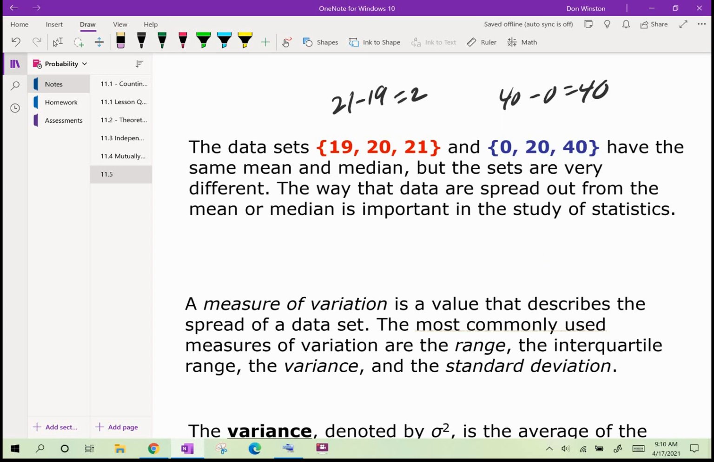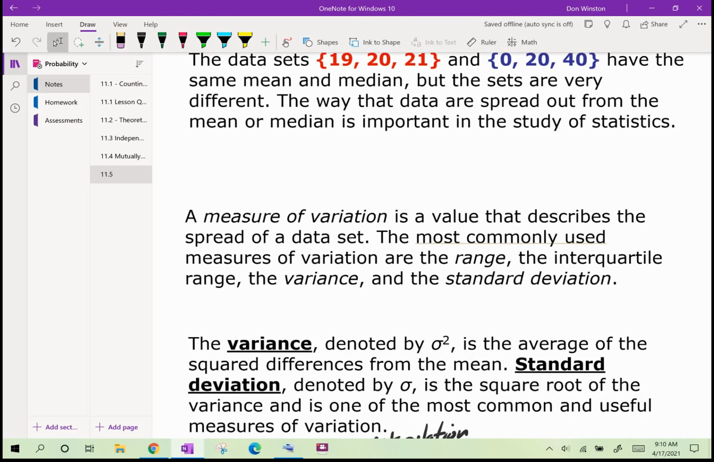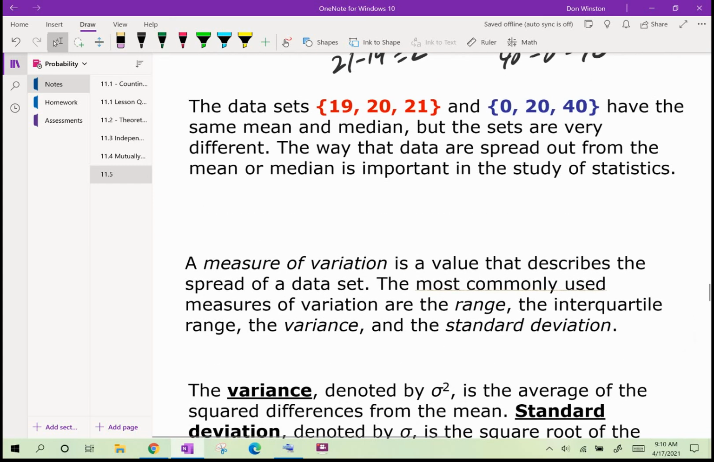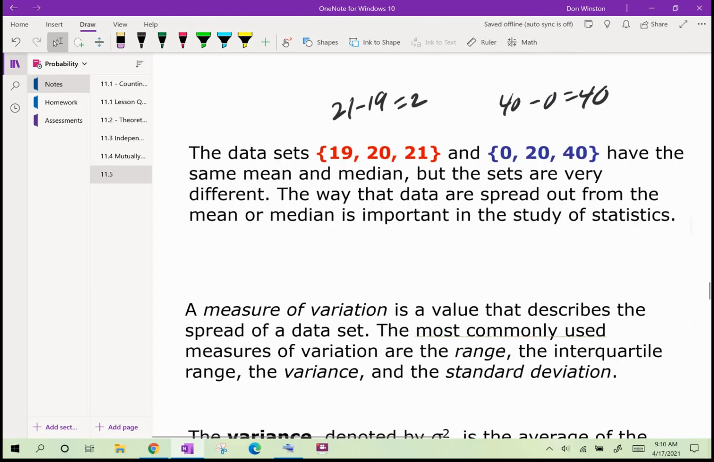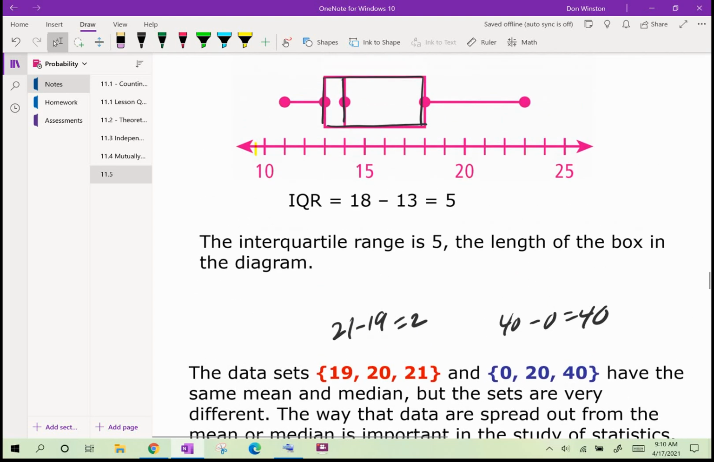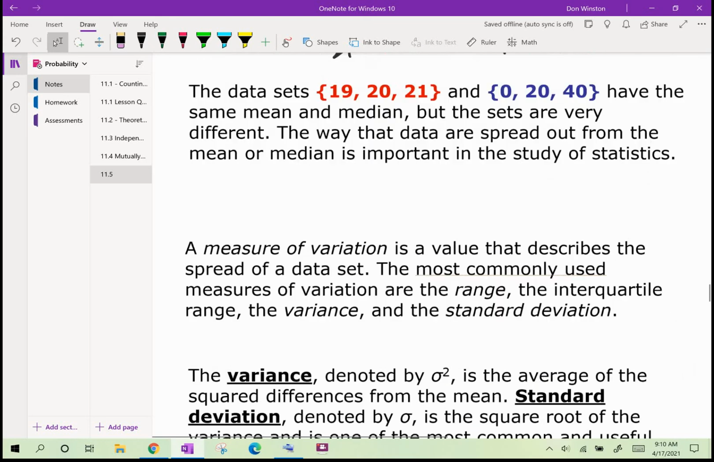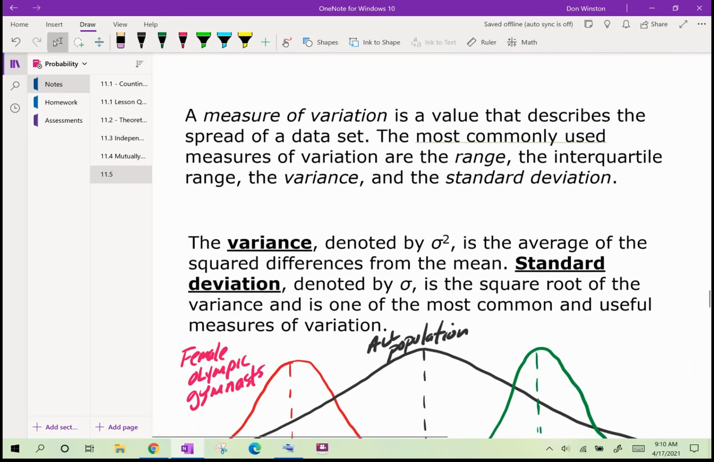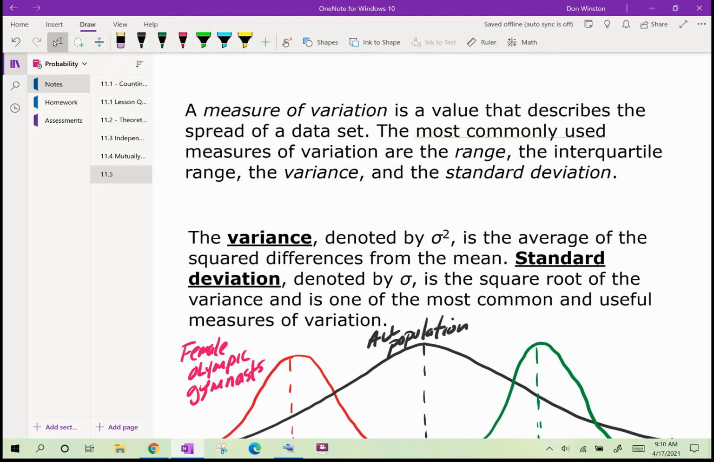Okay, they may have the same mean and median, but the sets are very different. The way the data are spread out from the mean or median is important in the study of statistics. A measure of variation is a value that describes the spread of the data. The most commonly used measures of variation are the range, which I just did, the interquartile range, which we did with box and whisker plots, and what we're going to learn today is the variance and standard deviation.